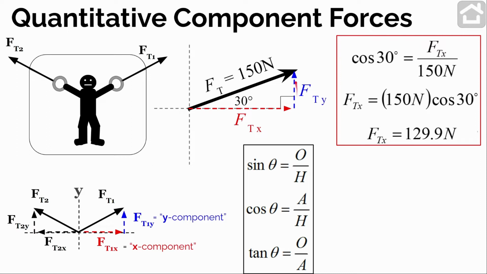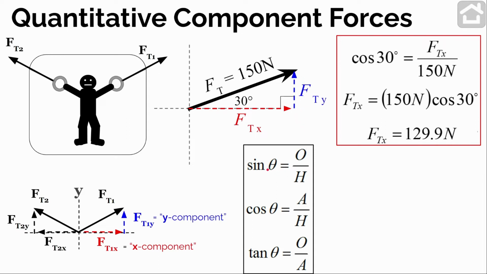If we look at the y component, that side right here, that's opposite the given angle. And so we're looking for O in one of these equations. And we have either A, the adjacent side, which we just found, or H, the hypotenuse. So we could use the sine equation, or we could use the tangent equation. Let's just use the sine equation. We're solving for O, which is the y component of tension, the length of the opposite side of a right triangle.